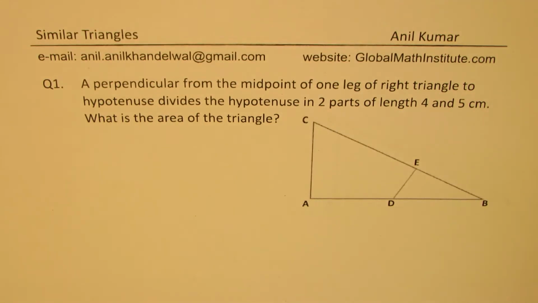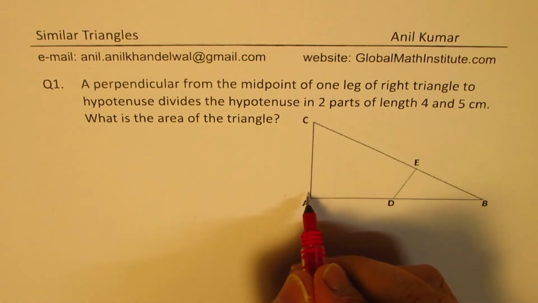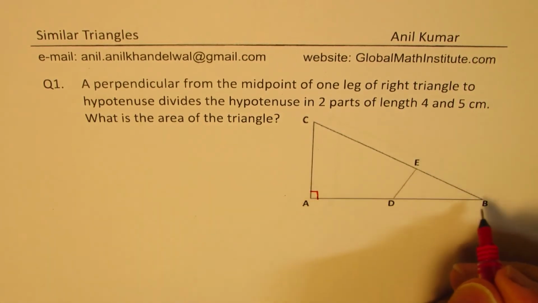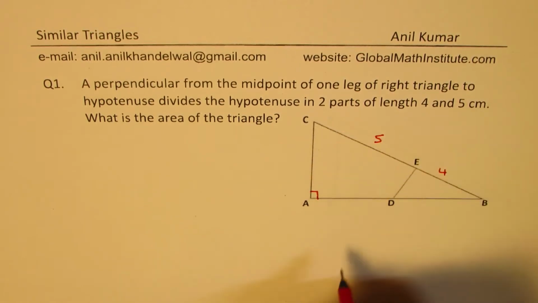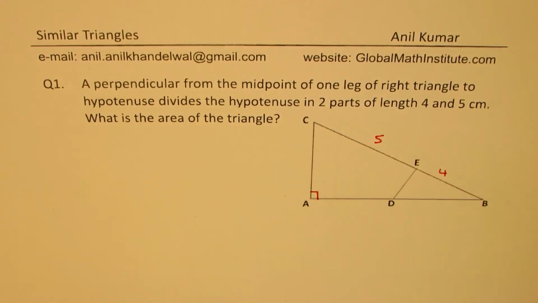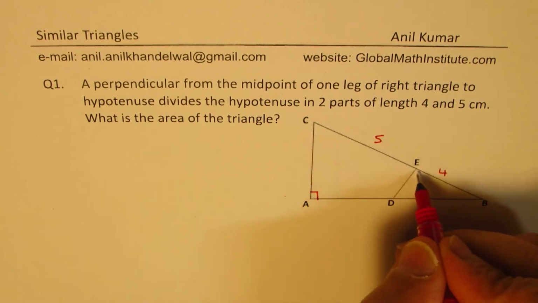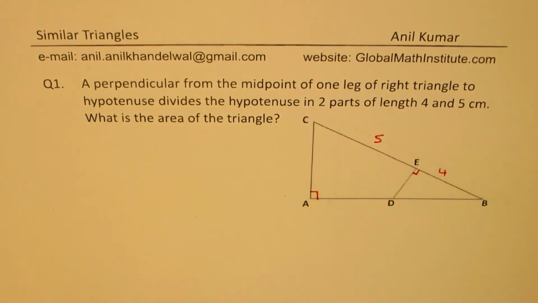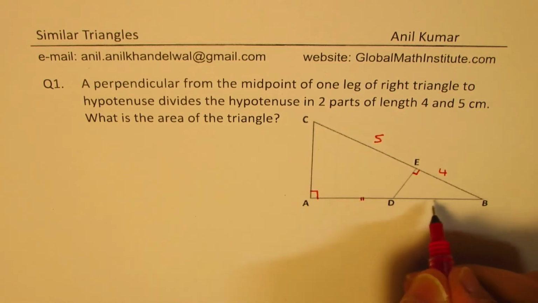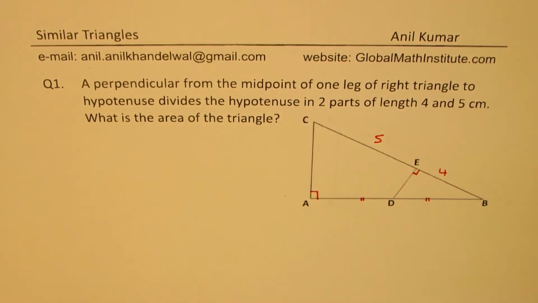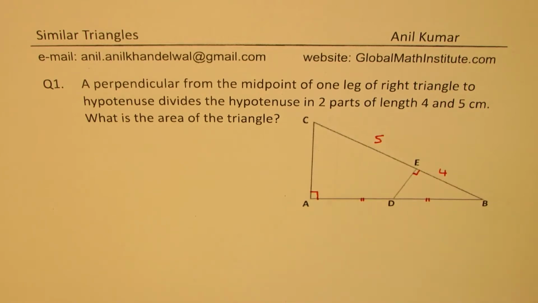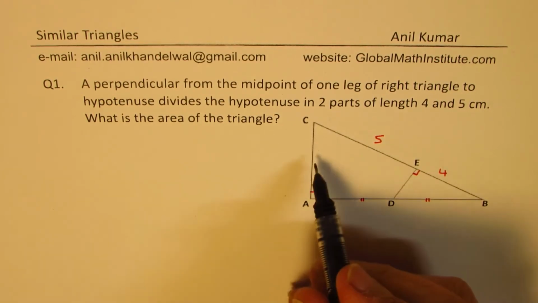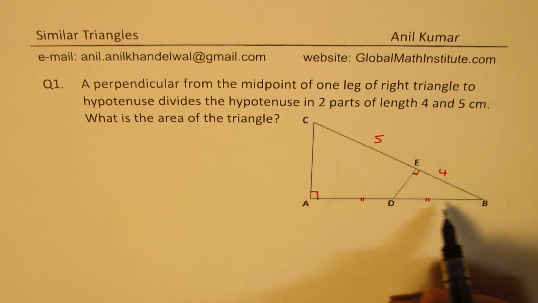So I've again written question number 1 for you, and we'll complete this diagram. Here is our right triangle, and these sides are 5 and 4. We need to find the area of this triangle, and that's the right angle from the midpoint of the segment AB, one base. To find the area, we need to find the altitude as well as the base.